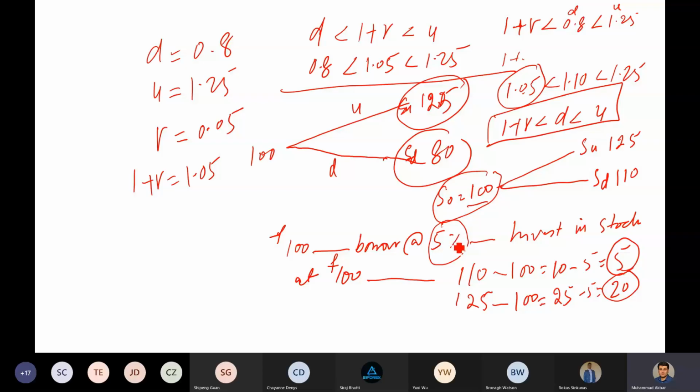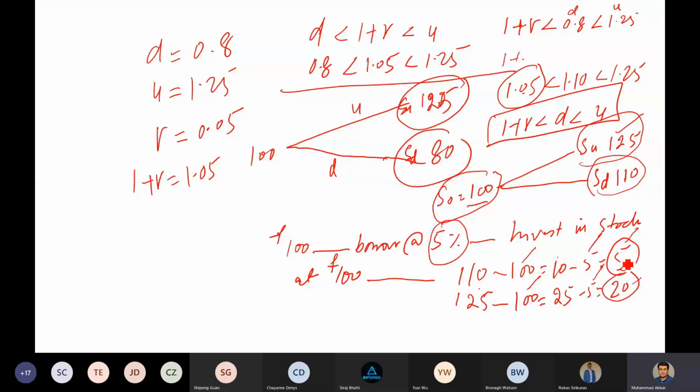So I am able to borrow money at 5% and invest that money in the stock, and there is no chance of me losing any money because the stock price will go to either 110 or 125. So if it goes to 110, I am able to pay back the bank loan plus interest and still get 5 pounds. So no chance of losing money here. Again, if the stock price goes to 125, I am able to pay back the bank loan plus the bank interest, and I'm left with 20.